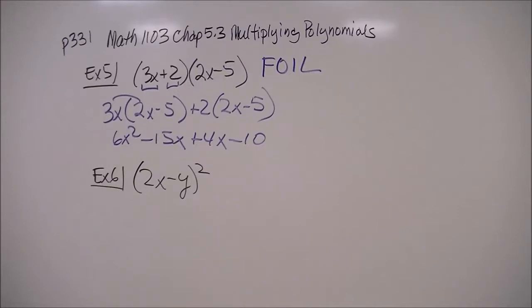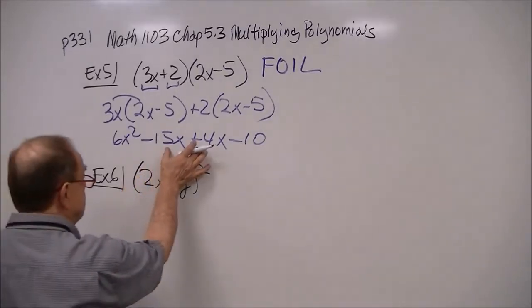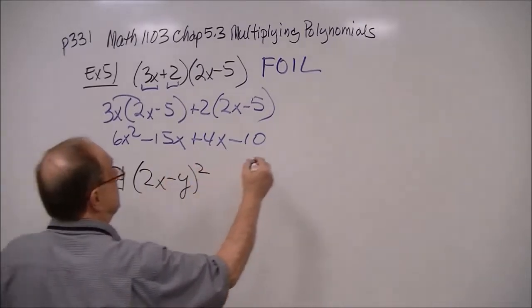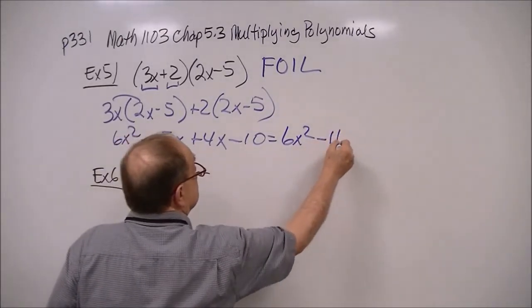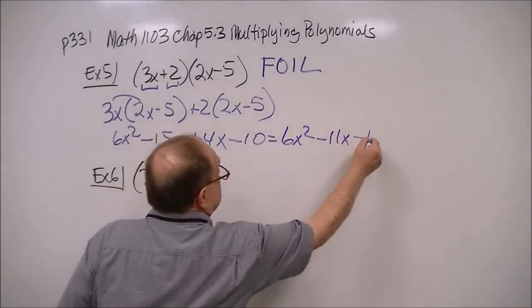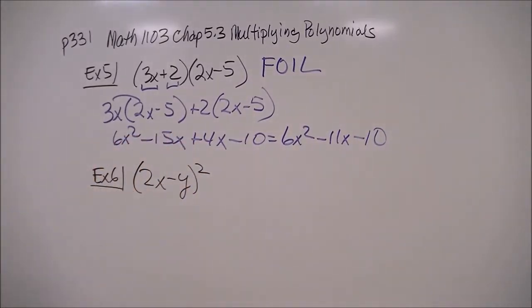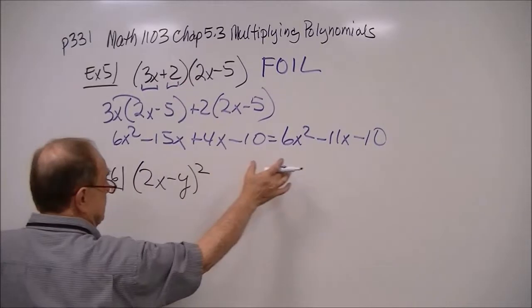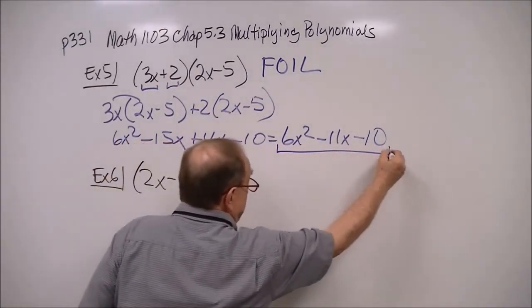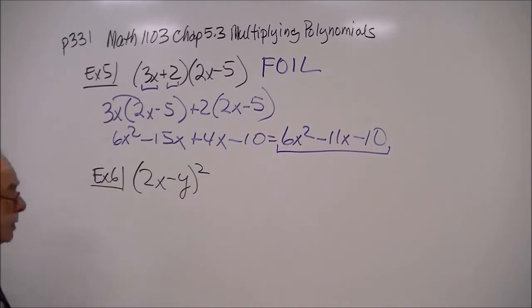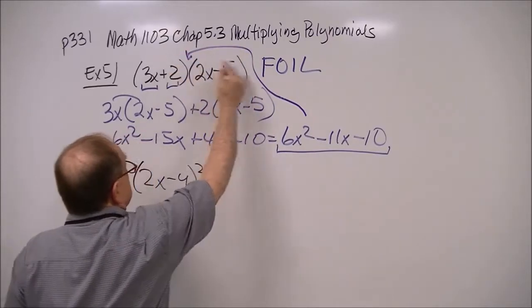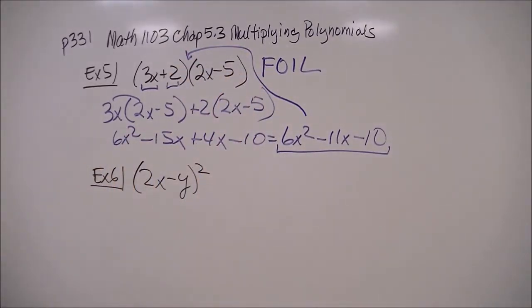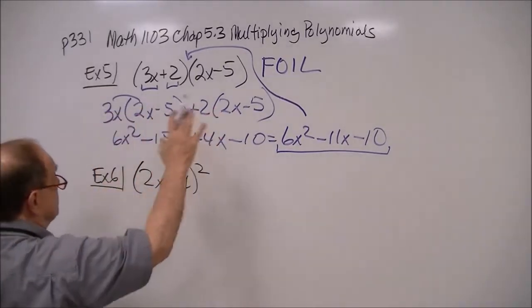Now you'll notice in the middle, we end up with 2 like terms, so eventually this will become a 6x squared. We combine these like terms, -11x minus 10. So by multiplying these 2 binomials, we ended up with a trinomial. Later in the chapter, we're going to take this trinomial and factor it back into this up here. Right now in multiplying, it's a little easier because there's no guesswork. You just follow the procedure.